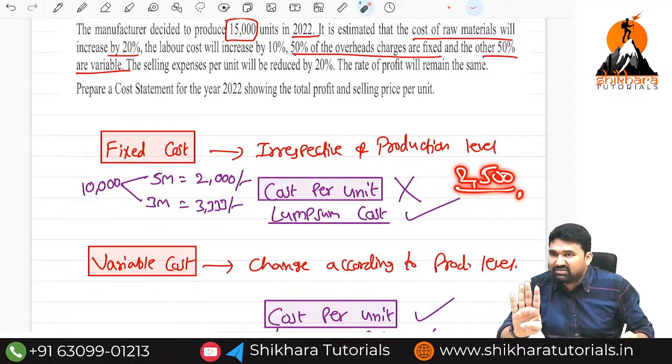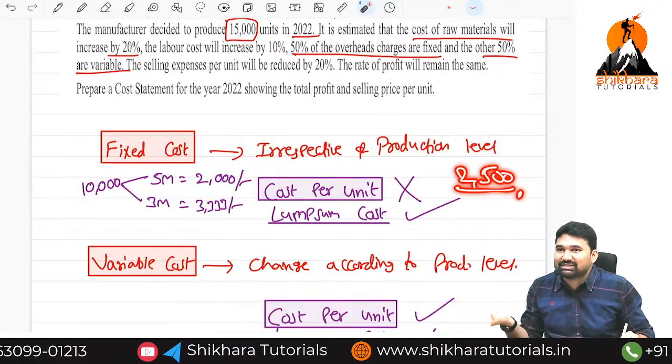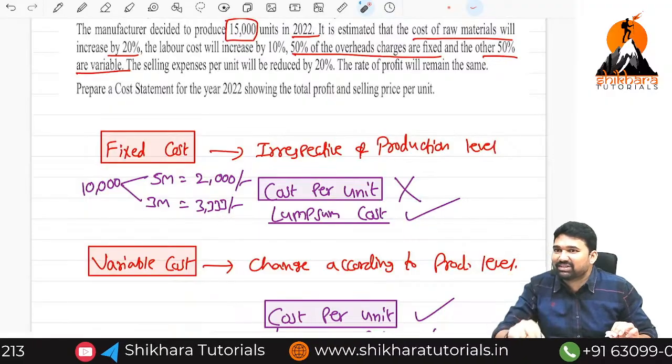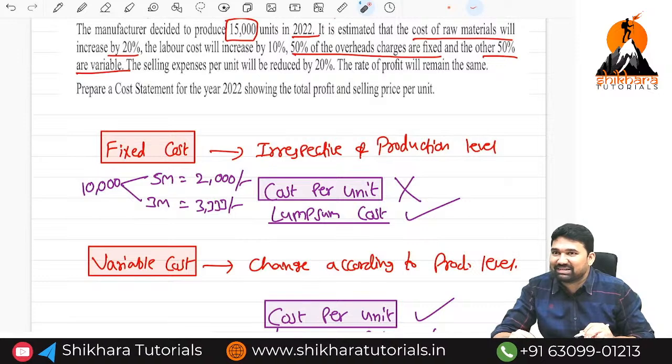4 members went for the trip, sir. Car rent is 10,000, sir. 10,000 divided by 4, simple. 2,500. Say, for example, if only 2 members went for the trip, 5,000. Only 1 member went for the trip.